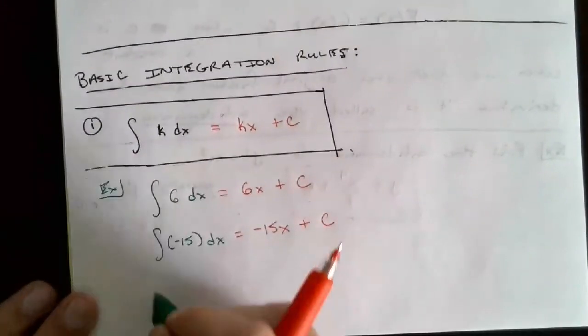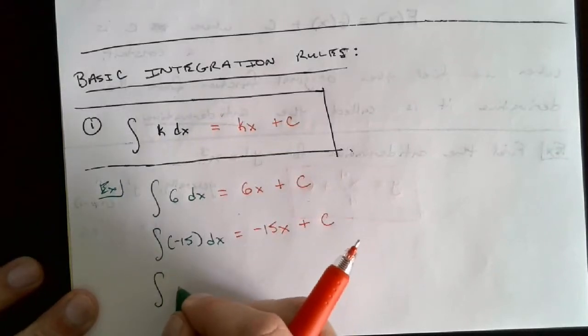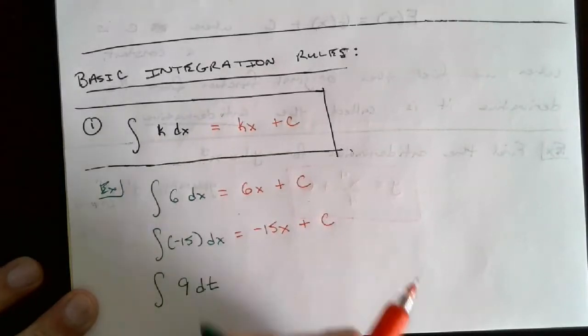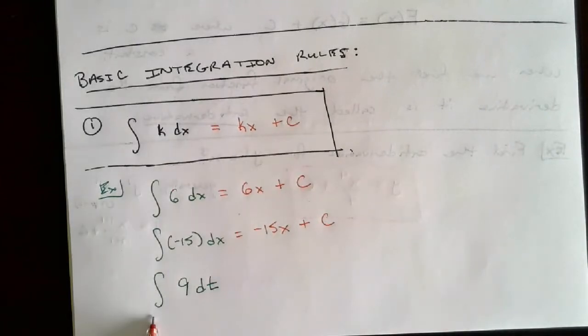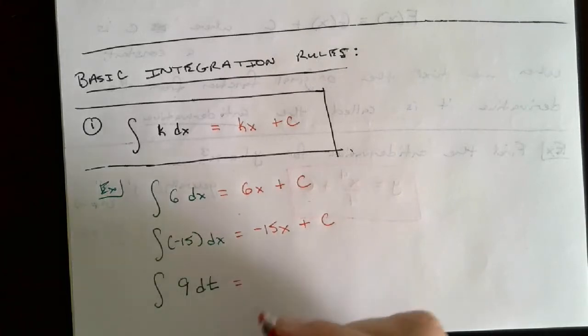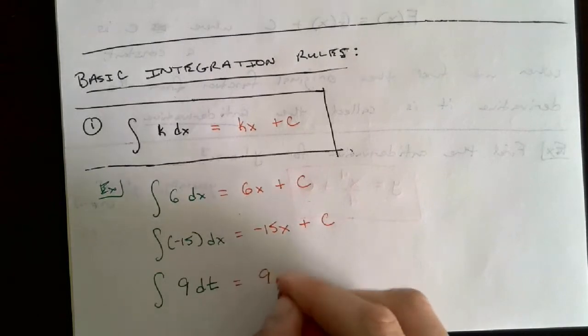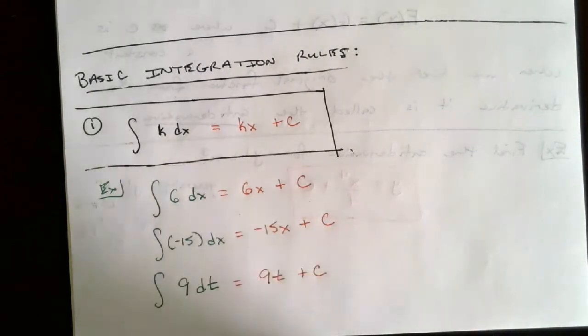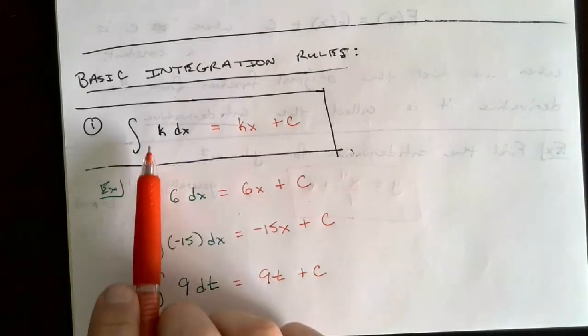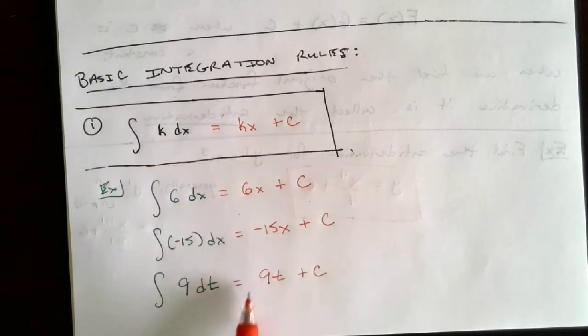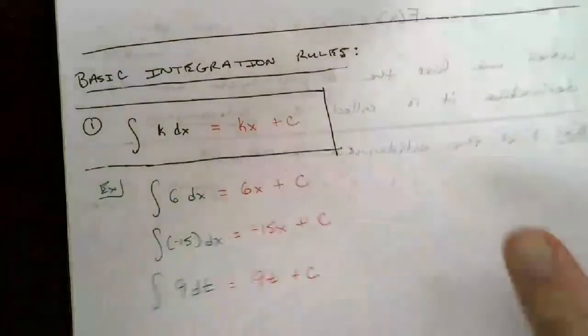And let's look at one more for this one. If I said the antiderivative of 9 dt, this is saying take the integral of 9 with respect to t. So t is my variable now. That's what that's telling me. So what's the antiderivative of 9 with respect to t? Well, it would be 9t plus c. And that's because the derivative of 9t gives you 9. So if you have just the antiderivative of a constant, it's always just the constant times whatever variable we're taking it with respect to, plus c, the unknown constant.